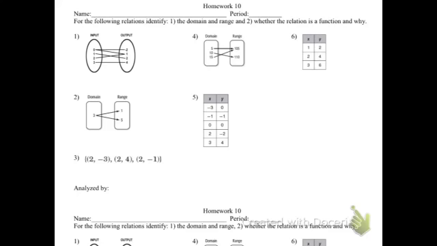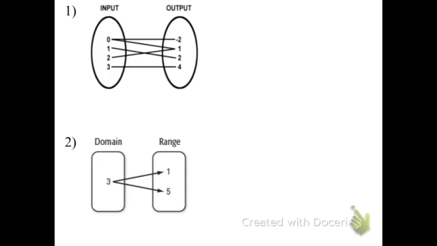Alright, so here's going to be homework 10. This is dealing with whether things are functions or not, and also listing domain and range. Okay? So for each of these we need to state the domain and range, and then state whether or not the relation is a function or not. Okay? Let's look at number 1.